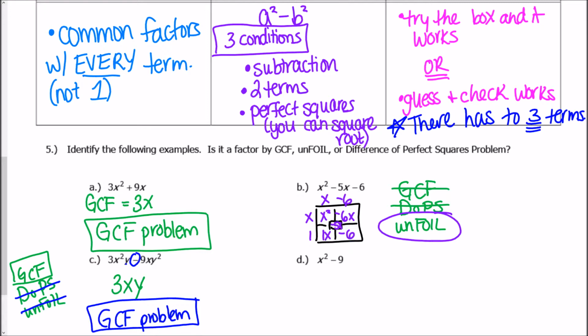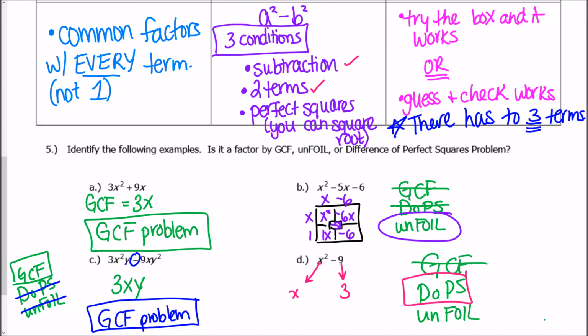okay? All right, our last one right here, let's make our list. So GCF, difference of perfect squares, or unfoil. So looking at this right here, GCF, there has to be something in common with both of these. There isn't, so it's not a GCF question. For a difference of perfect squares, there has to be subtraction, which works. It has to have 2 terms, which we do have. We have 2 terms, and I can square root x squared, and 9, the square root of x squared is x, and the square root of 9 is 3, so it has to be a difference of perfect squares.